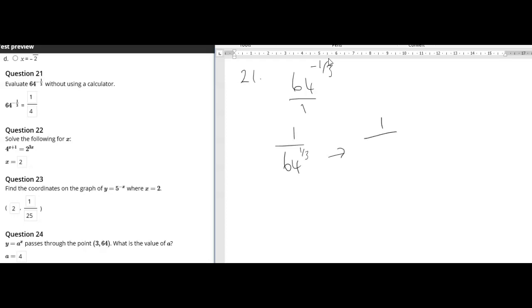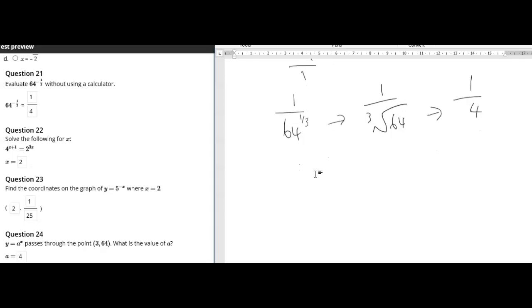Now this is the same as the cubed root of 64. So the power of a third is the same as a cubed root. So you've got to ask yourself, well, what number multiplied by itself 3 times gives me 64? So you've got to go through all the numbers. It's not 2, because 2 cubed is 8. 3 cubed is 27. 4 cubed, so I know 4 squared is 16, and then 16 times 4, awesome. So your answer is 4, so 1/4. Okay, so knowing your square numbers or your cubes to power of 4, etc.